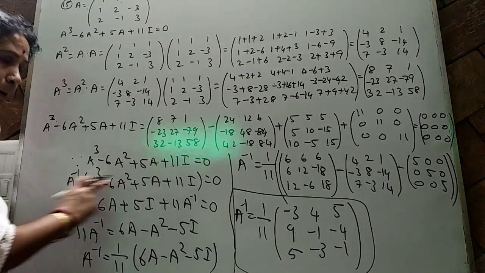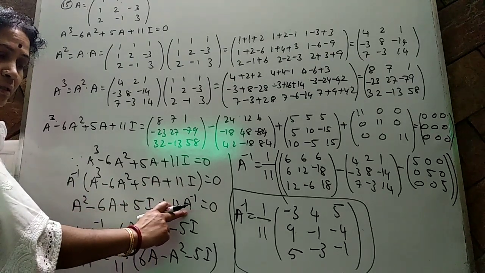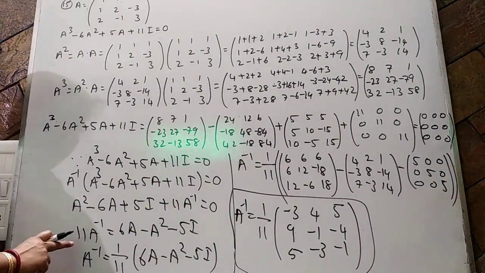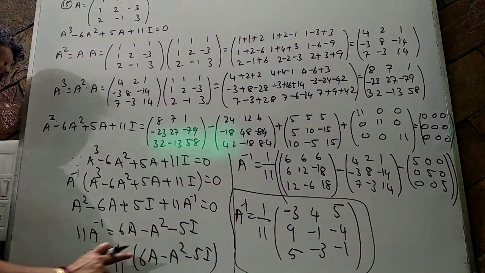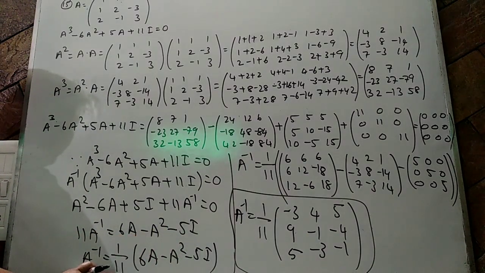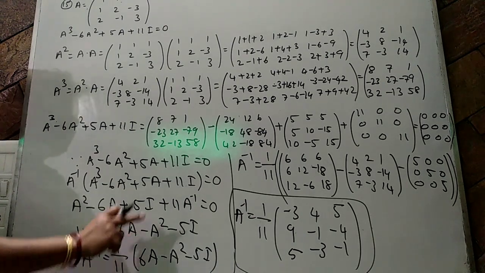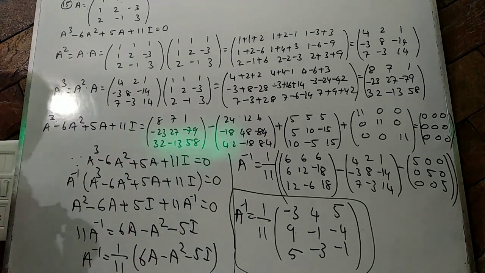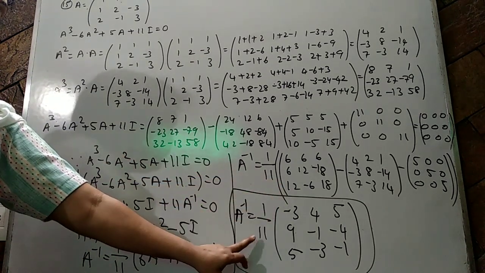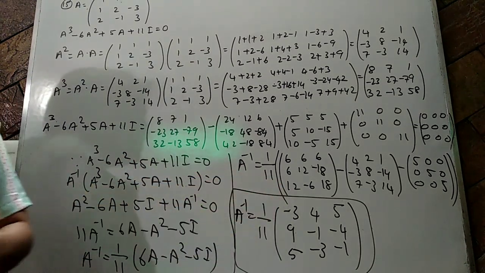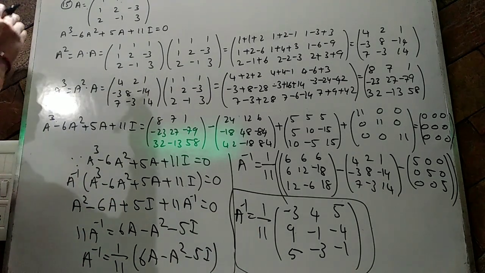Now if we multiply any matrix by identity matrix, we will get the same matrix, equal to null matrix. Then 11 A inverse equal to 6A minus A square minus 5I. Then A inverse equal to 1 upon 11 into, we are getting this calculation. The final answer is A inverse equal to 1 upon 11 into, after doing simplification, I am getting this result. Sometimes they will ask to find A power 5.